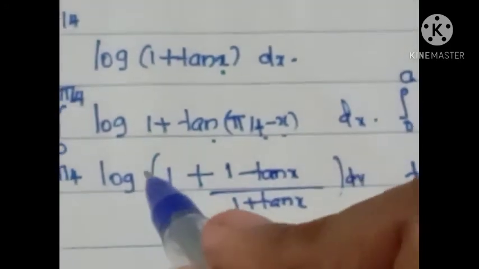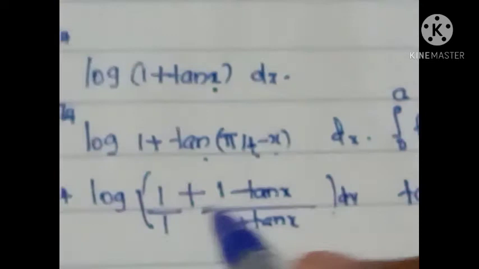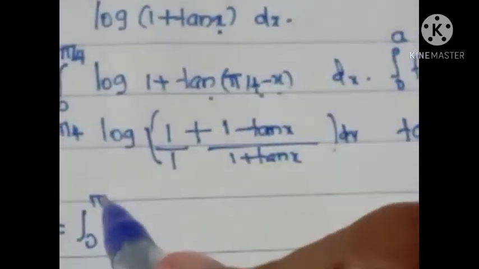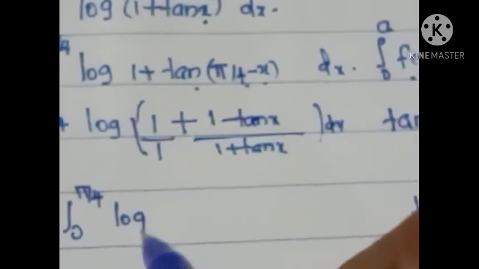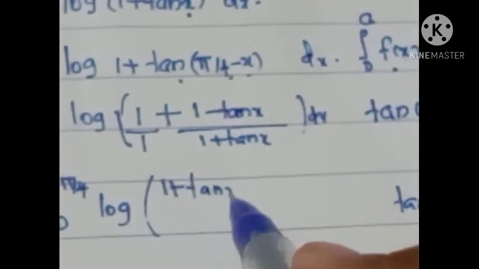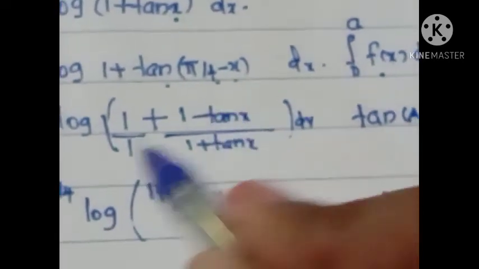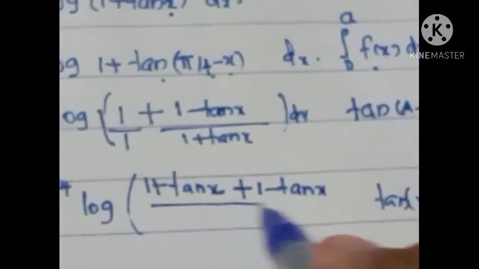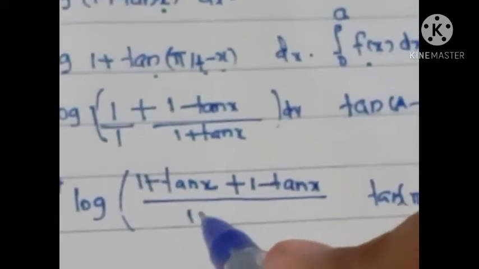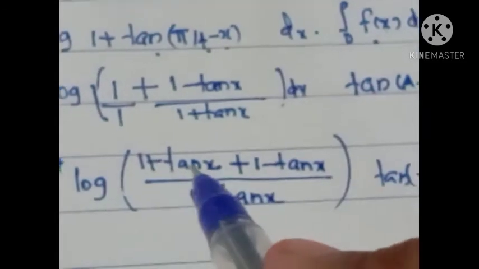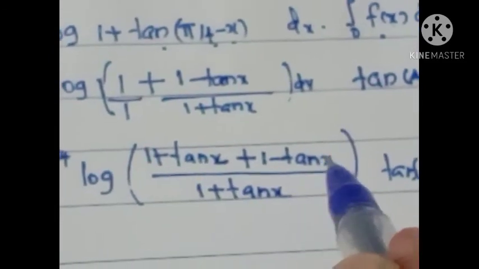Okay. Now take cross multiplication. So this is equal to integral from 0 to pi by 4 log of 1 into 1 plus tan x, that is 1 plus tan x, plus 1 into 1 minus tan x, that is 1 minus tan x, divided by 1 into 1 plus tan x, is 1 plus tan x. Okay, here we can cancel tan x and minus tan x.